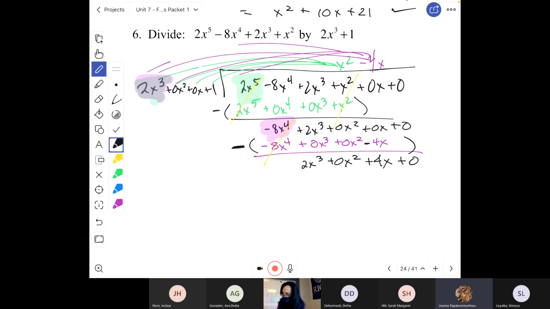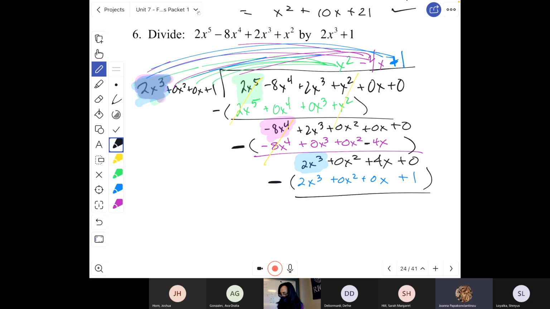Okay, so now I'm asking myself, what am I multiplying 2x cubed by to get 2x cubed? And you would say positive 1. Look at that little quotient. Let's see if we get a remainder. Let's do the distribution. I'm going to get 2x cubed plus 0x squared plus 0x plus 1. Do the subtraction. And what do I get? 4x minus 1.